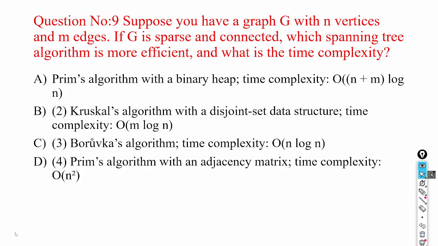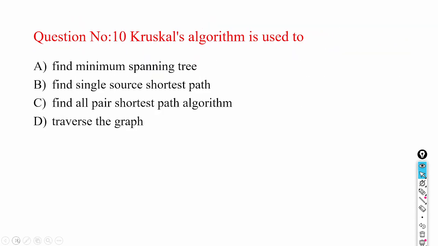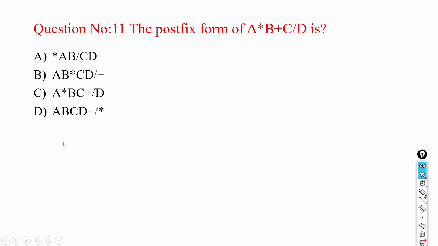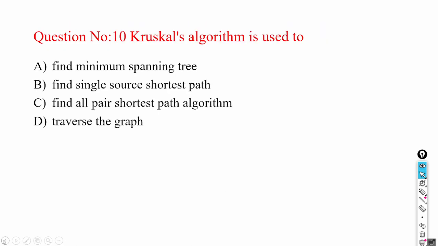And to the next question. Question number 10. Kruskal's algorithm is used to. So just now we discussed Kruskal's algorithm. Kruskal's algorithm is used to what? It will find the minimum spanning tree, it will find the single source shortest path, it will find all pair shortest path, and it will traverse the graph.